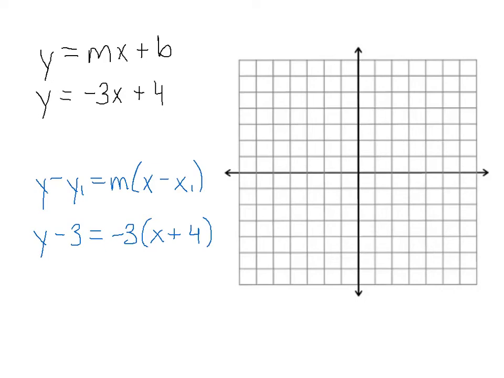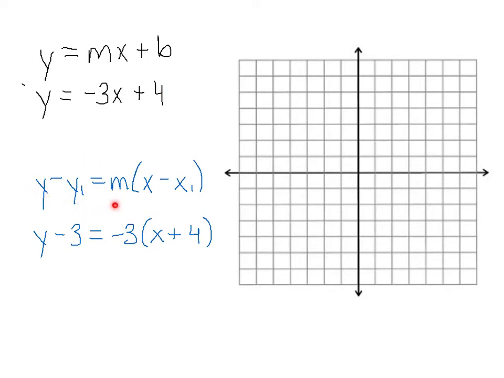We're going to graph two lines that are written in different forms. This first one, go ahead and write it down if you have not done so already. It's written in slope-intercept form, which is y equals mx plus b, where your m value is your slope and your b value is your y-intercept.